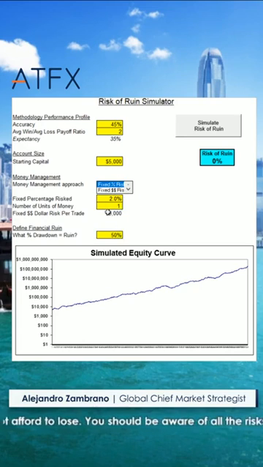And that's why a lot of professionals tend to gravitate towards not risking more than 2% of their account per trade.